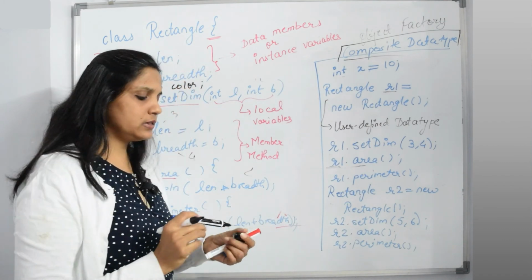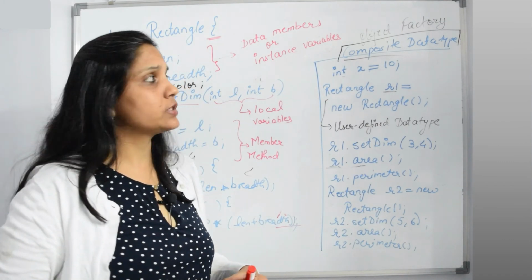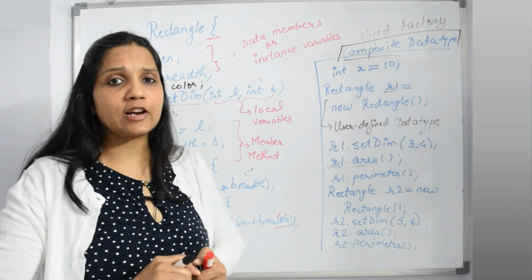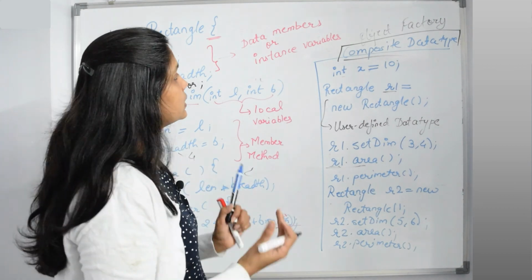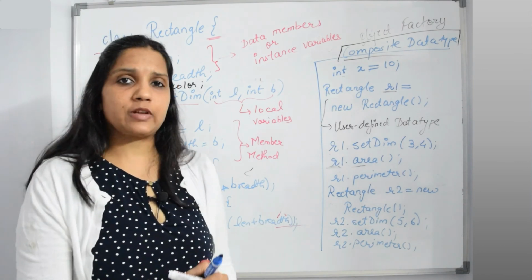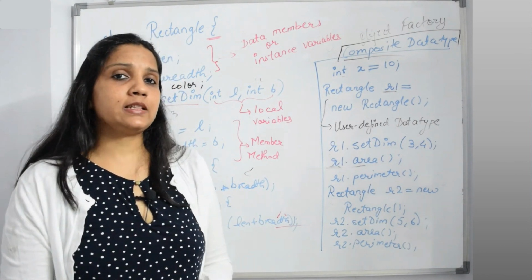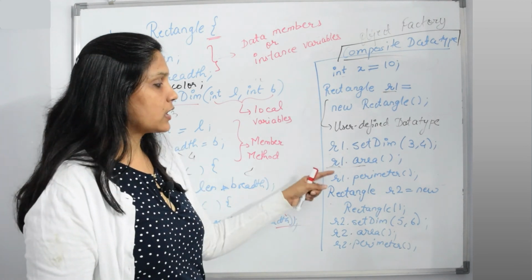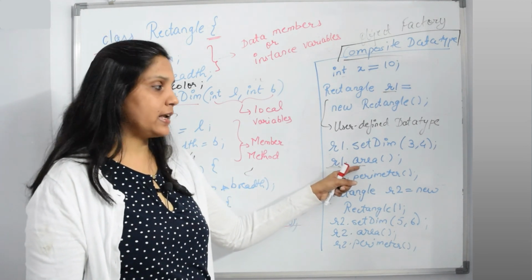So you will hear these terms very often being used as user-defined data type, composite data type, or object factory of a class. So this is all about the basic concepts of classes, and next video we will see the implementation of the same, and we'll just verify when we are calling r1.area, we're getting the area for the dimensions 3 by 4.